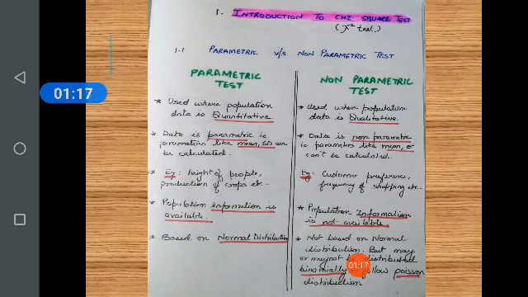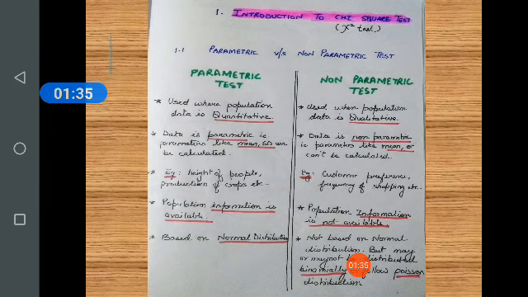Similarly, we can work on the production of crops in the same way. One important thing about parametric tests is that the population information is available in such cases and the data is based on normal distribution.